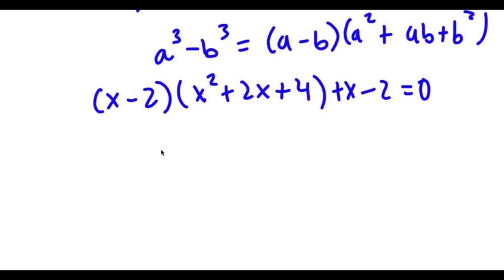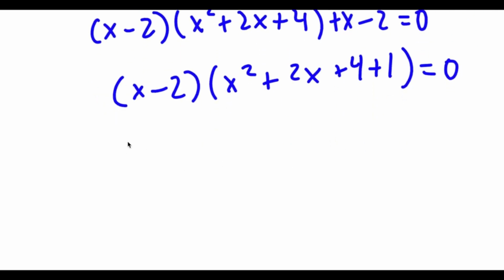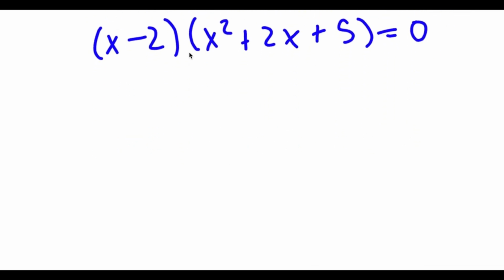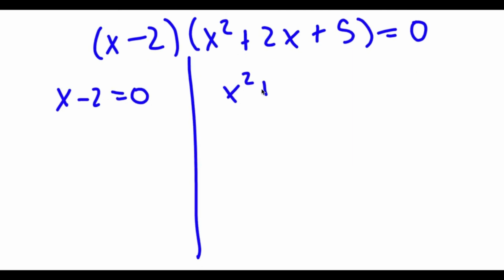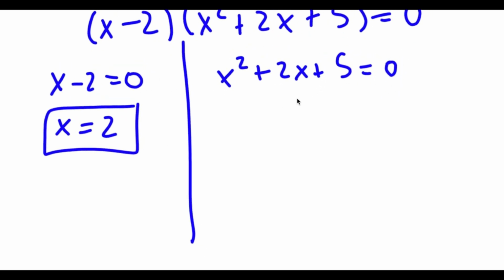So now if I factor out x minus 2, I get x minus 2 times x squared plus 2x plus 4 plus 1 is equal to 0, which is the same thing as x minus 2 times x squared plus 2x plus 5 is equal to 0. So now to solve this, I have two equations. I get x minus 2 is equal to 0 and x squared plus 2x plus 5 is equal to 0. So for x minus 2 equals 0, x is obviously equal to 2, so this is one solution.